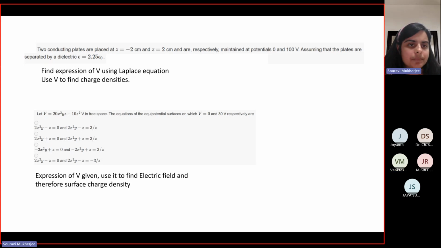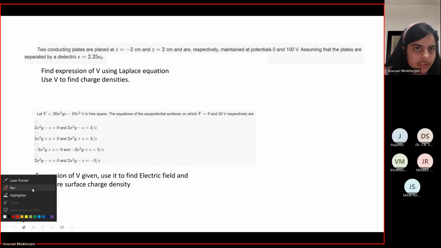Okay. So if we look at the first question, what is the condition that is given? The first question is that you have two conducting plates. You know the potential at the two plates, and you have to find the potential somewhere inside. So that means you have to use the Laplace equation. Now the boundary conditions are in one dimension, so what you have to use is the Laplace equation in one dimension.